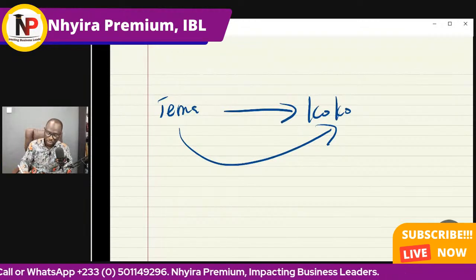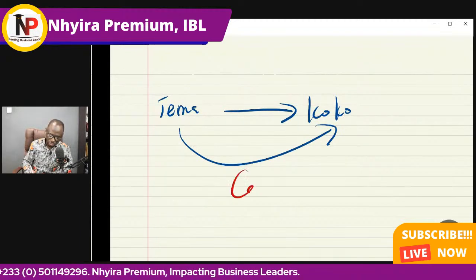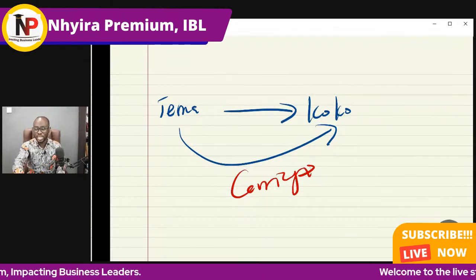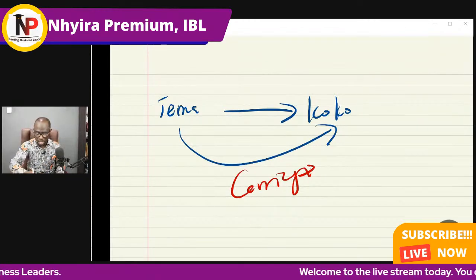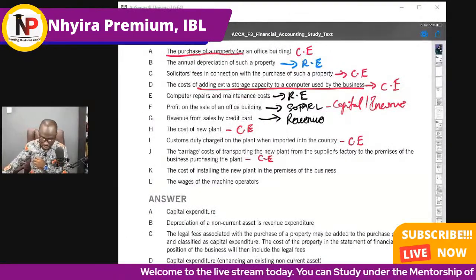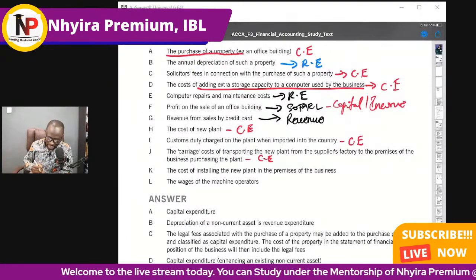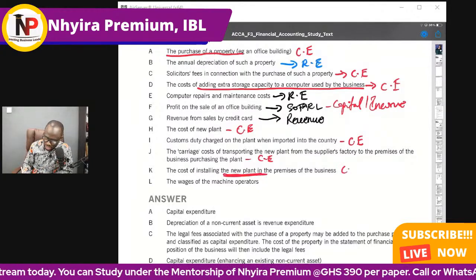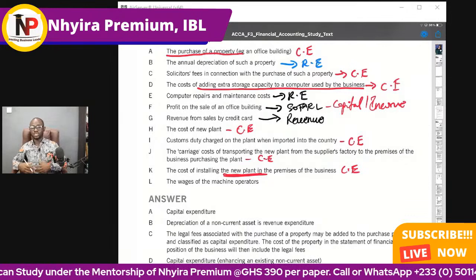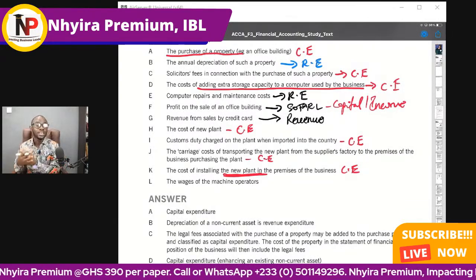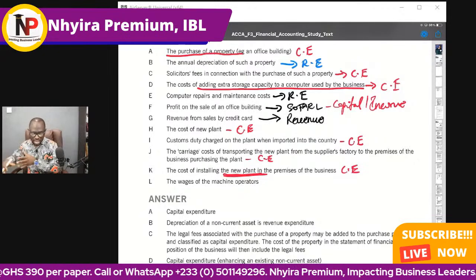Then what is going to happen is that the money you're going to pay, the carriage cost you're going to be incurring, will be included in the initial cost of the plants that you just bought from me as an individual or as a business in that case. Then the cost of installing the new plants will also be included in the initial cost of the assets. So that is also going to be a capital expenditure as per IAS 16, property, plant, and equipment.